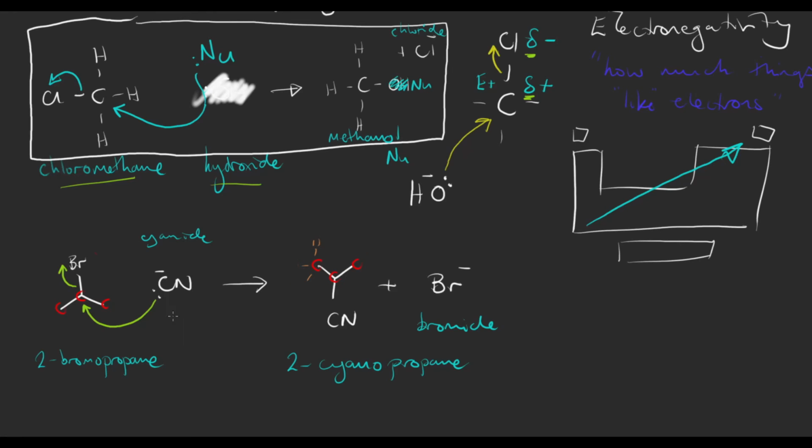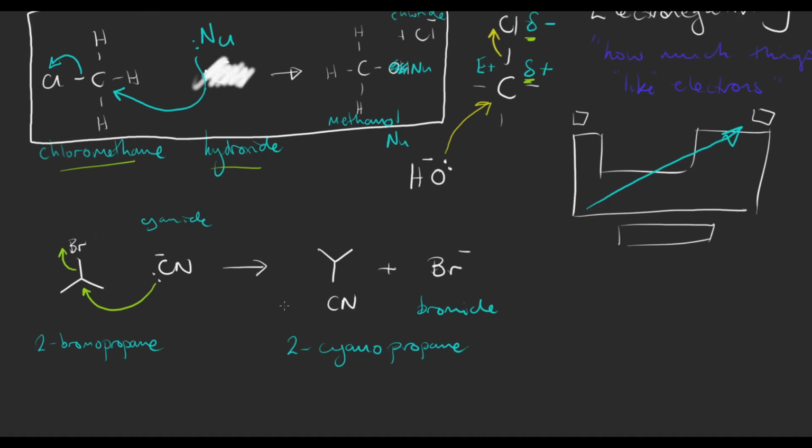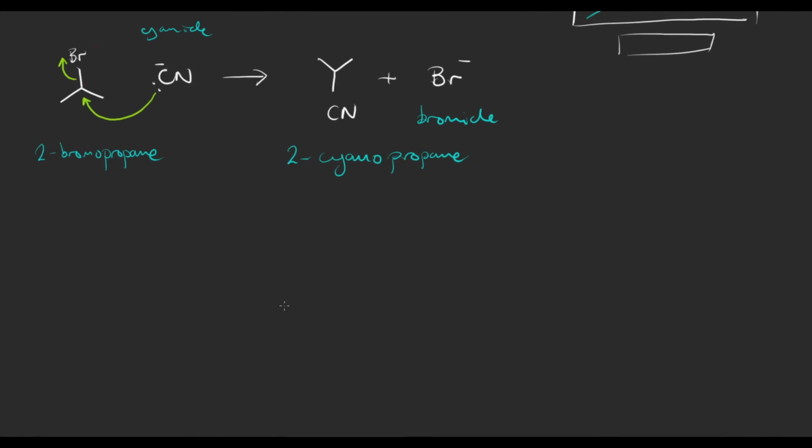So I've got 2-bromopropane, I've reacted it with cyanide, and I've got 2-cyanopropane and bromide. And you can repeat this with any nucleophile that you're given and any electrophile, and it's the same mechanism. You just need to make sure that your nucleophile heads for the positive center on the atom, on the molecule. So that's nucleophilic substitution, and you might be saying that's all very well, but which would be quicker?